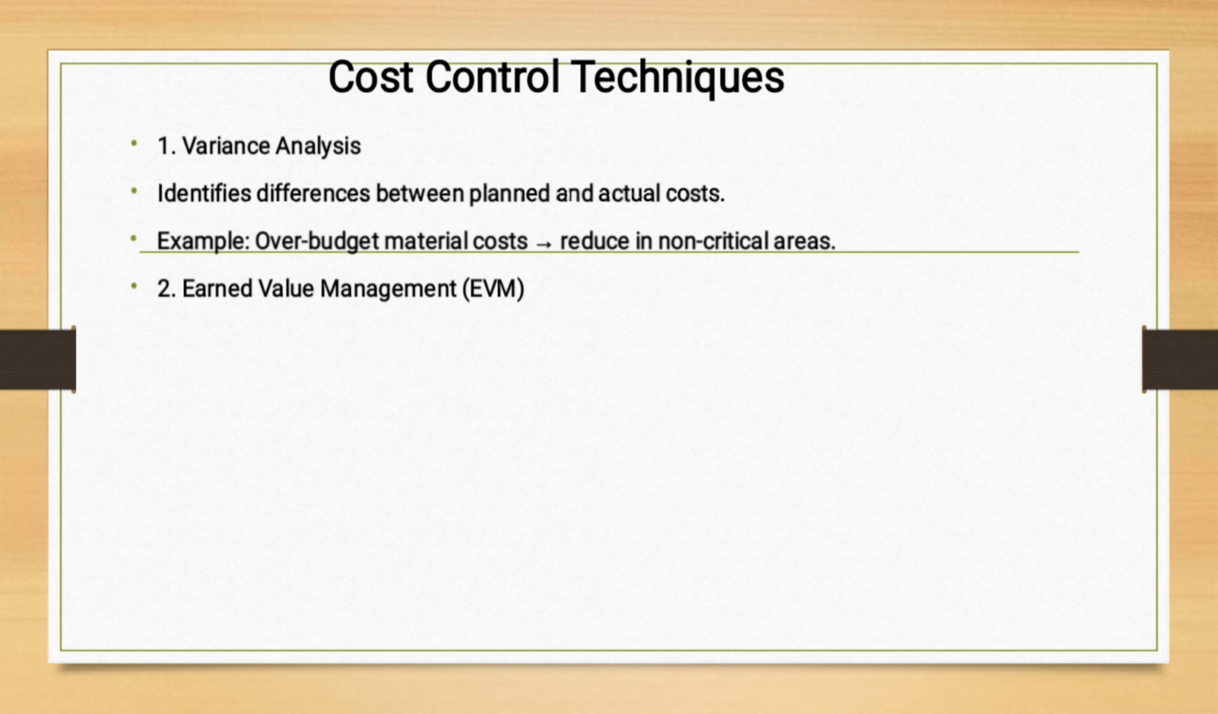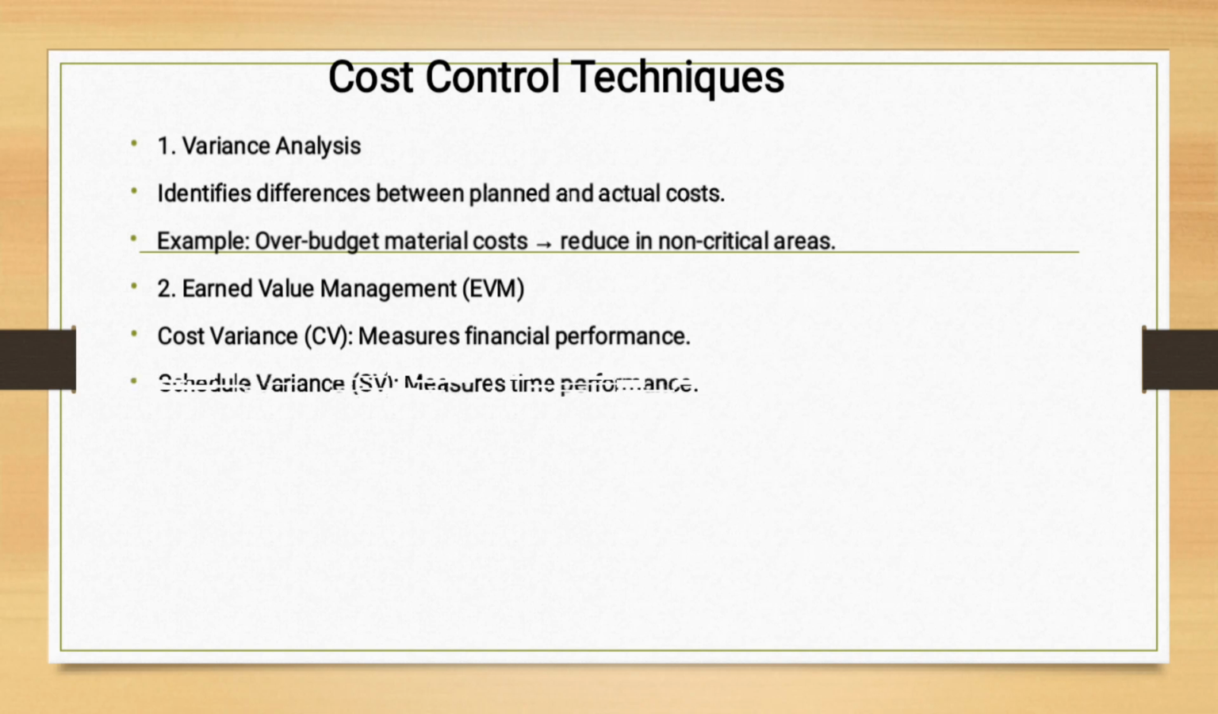Another one is earned value management. On earned value management, we need to understand the following. Number one is cost variance. Cost variance is the measure of financial performance. Then we have schedule variance. This one measures time performance.